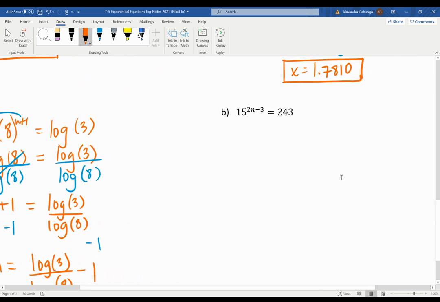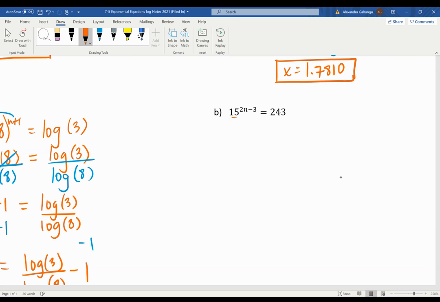The idea is we've got to take the log of both sides, because 15 and 243, I can't rewrite those. So once I take the log of both sides, that 2n minus 3, I'm just going to bring it to the front. I'm going to skip a step here. And it's going to be equal to log 243. So I'm dealing with the log first, and then once I've gotten rid of everything on that side, I can try and solve for n.